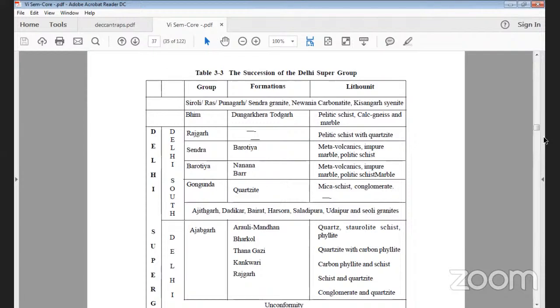Along with that, the lithological units contain mica schist, conglomerate, metavolcanics, and impure marbles, which we see here. Then metavolcanics and impure marbles again. In the Rajgarh, pelitic schist with quartzite. In the Bhim, pelitic schist, calc gneiss, and marble you see here.